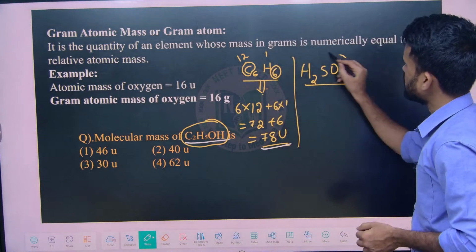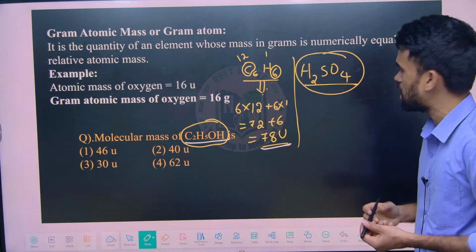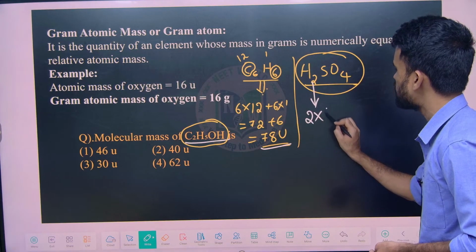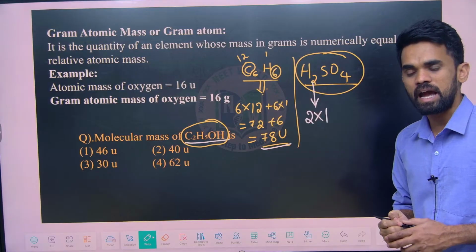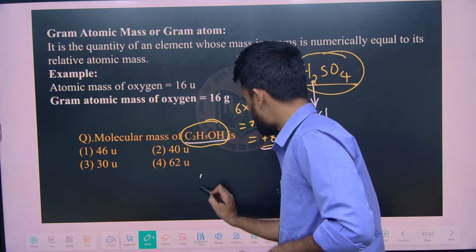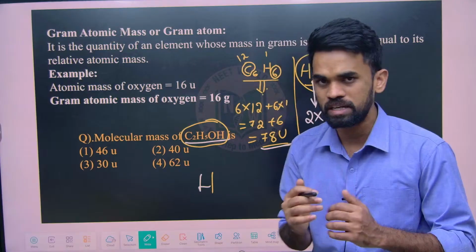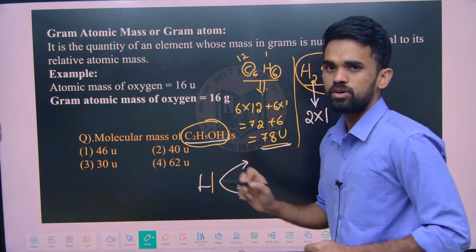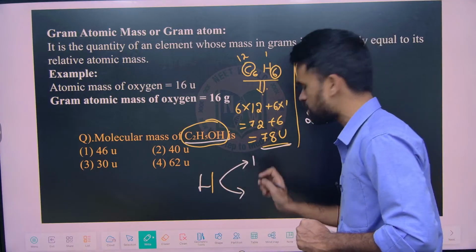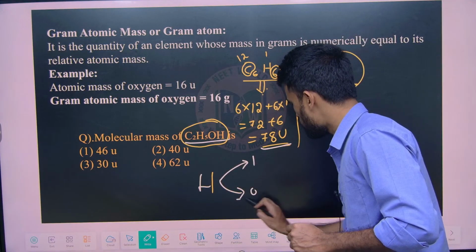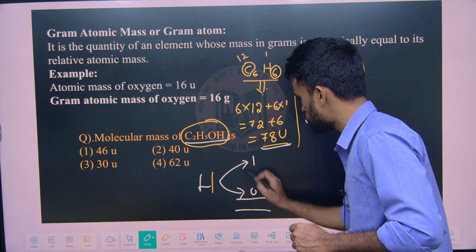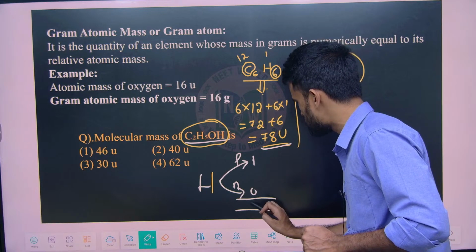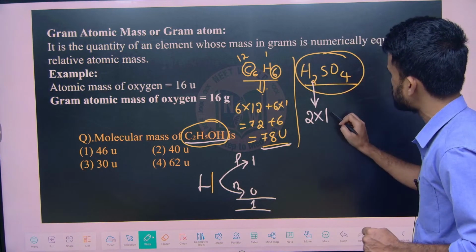Right. Can we do the same thing for sulfuric acid also? How many hydrogens are there here? 2. So 2 into 1, as each hydrogen atomic weight is 1. Why do we say the atomic weight of hydrogen is 1? Whenever we calculate atomic weights, we take the number of protons plus the number of neutrons. In a hydrogen atom, the number of protons is 1 and the number of neutrons is 0. So the sum is 0 plus 1, that is 1. That's why the atomic weight of hydrogen is taken as 1.